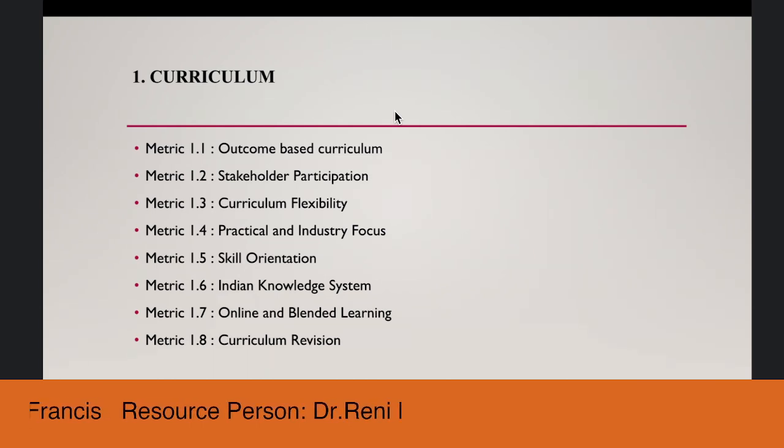Many a times people say that I did it online, but you will have the problem of not getting accepted because you do not have proper evidence for it. So start building up proper evidence, and that will help you in getting the marks for online and blended learning.